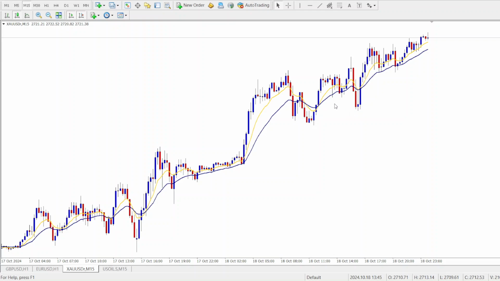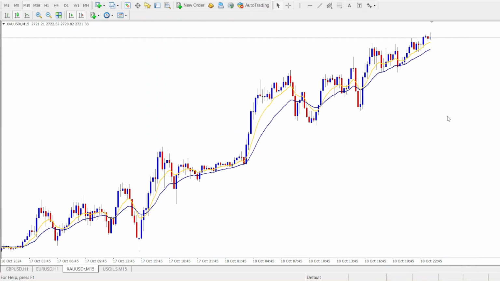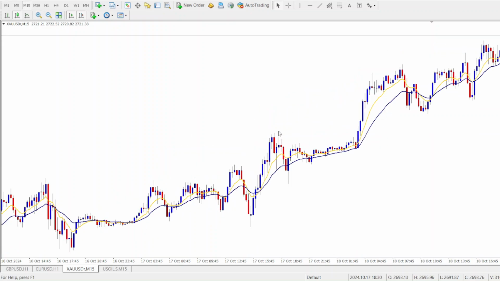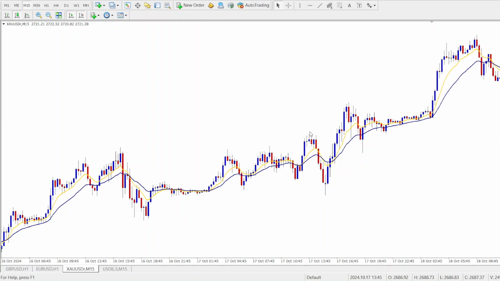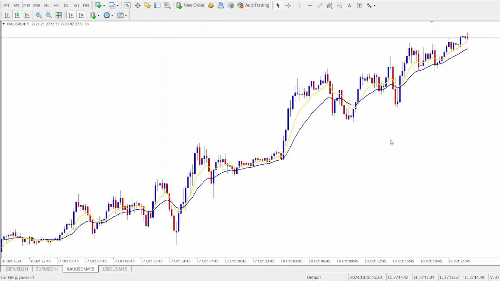Make sure that your chart is on the 15 minutes time frame, because it's a 15 minutes time frame strategy. So how do we use this indicator? How do we use this strategy?